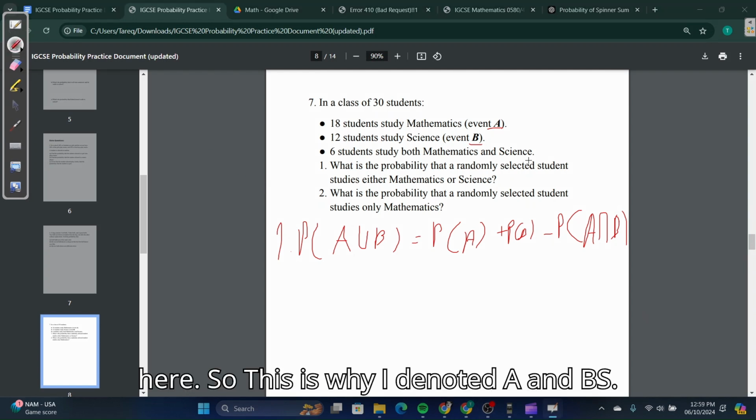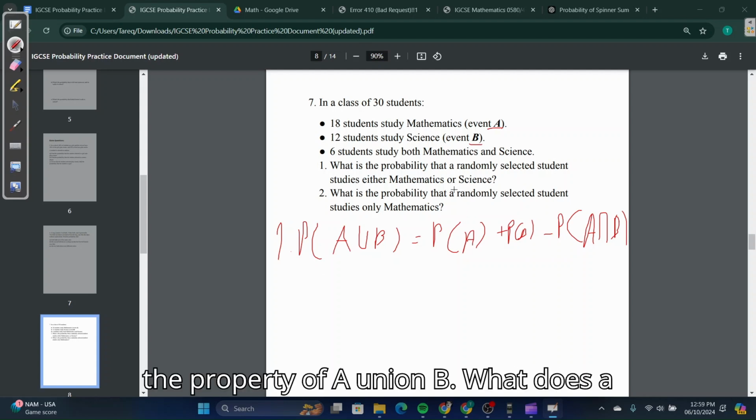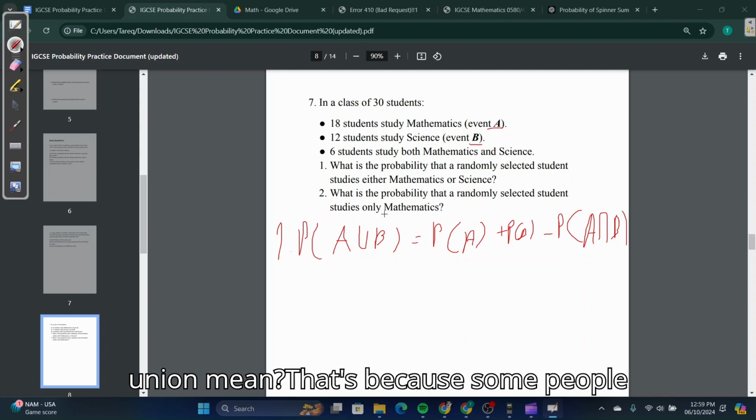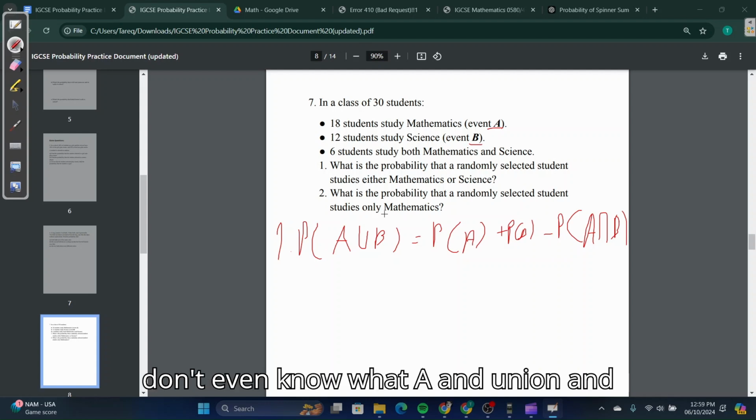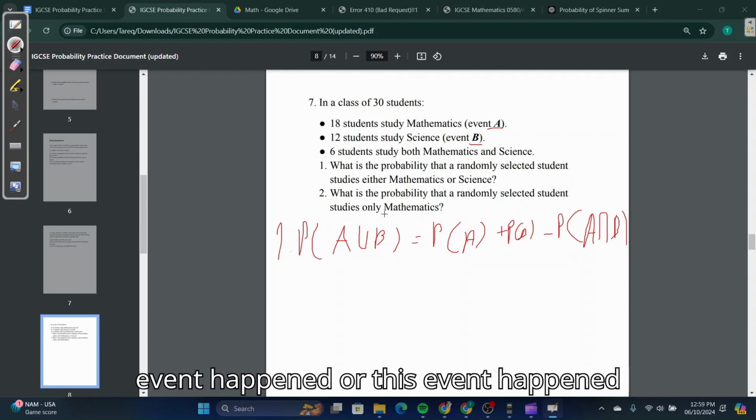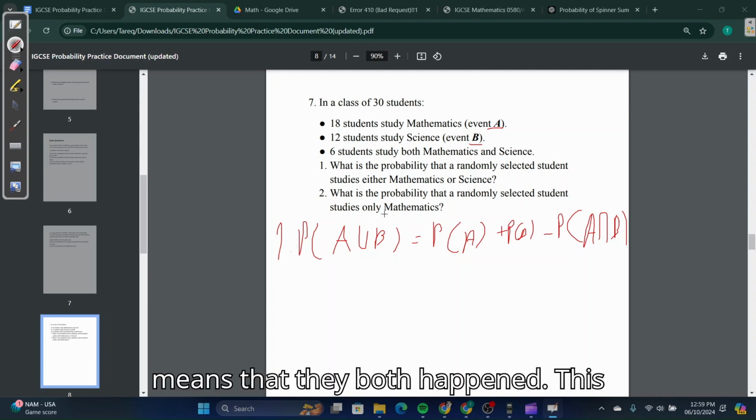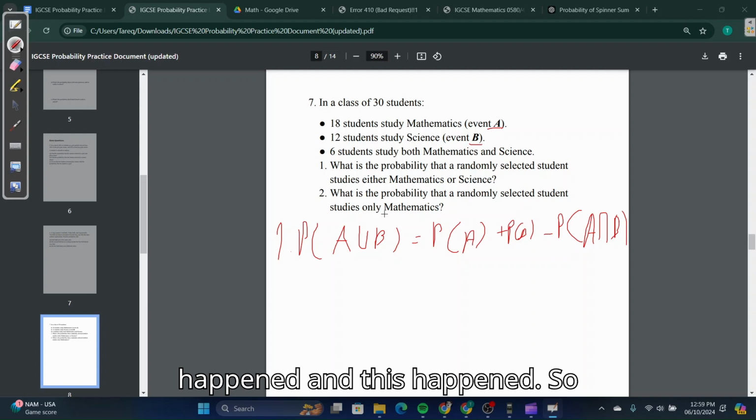So this is why I denoted A and B, so you can just apply it like this. Now, the probability of A union B. What does union mean? Some people don't even know what union and intersection mean. Union means that this event happened or this event happened, they could both have either happen. A intersection B means that they both happened.